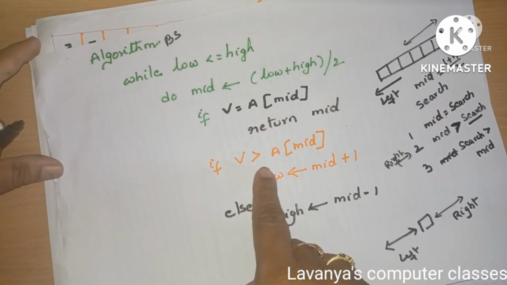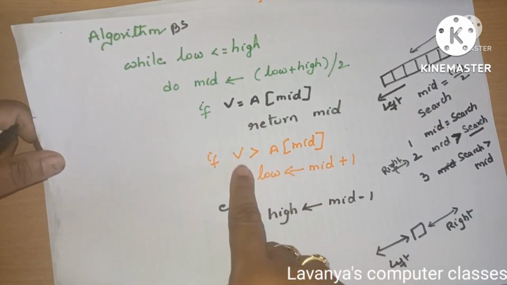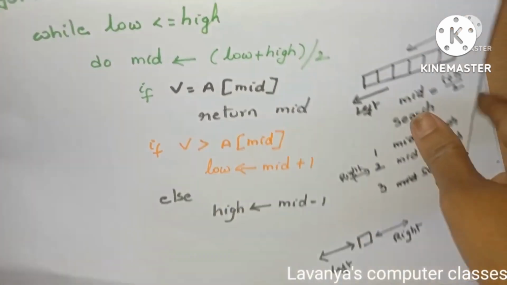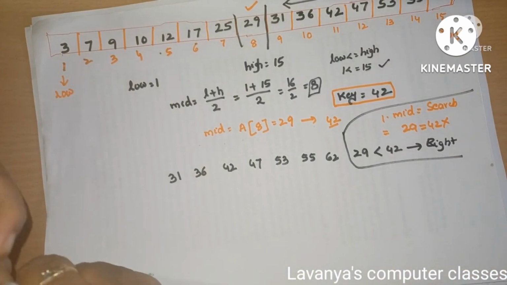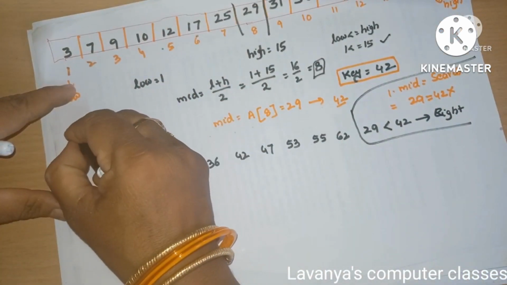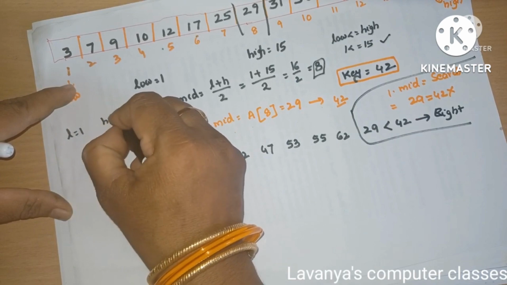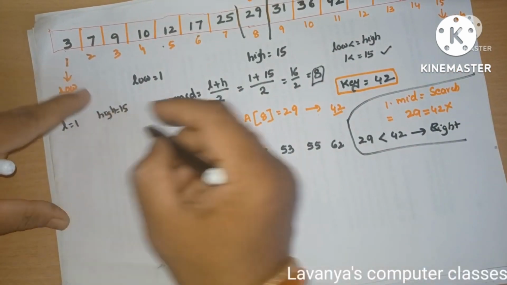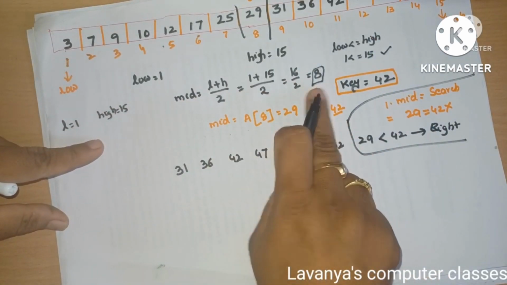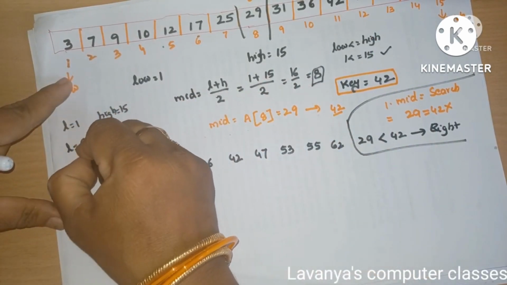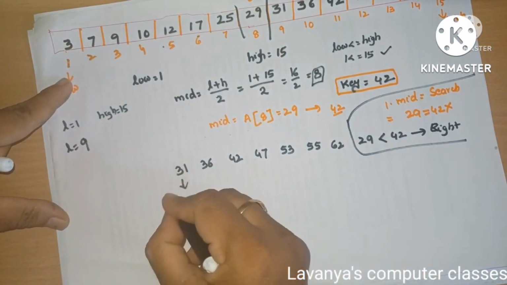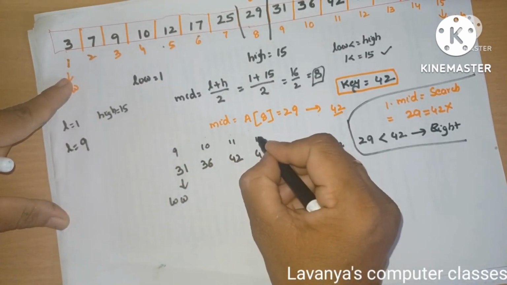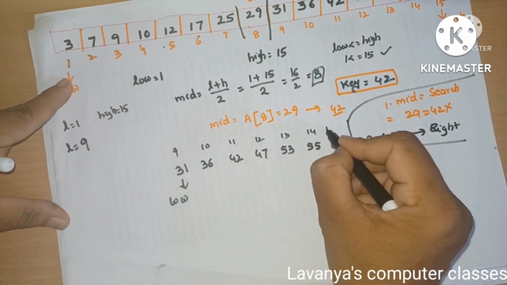If the search element is greater than the middle element, then what do we have to do? Low equals mid plus 1. What is our low value actually? The starting low value is 1 and the high value is 15. Whenever we come here, low is mid plus 1. Our middle element is 8, so low is now 9. The 9th element is here, so this is now considered as low. 9, 10, 11, 12, 13, 14, 15.